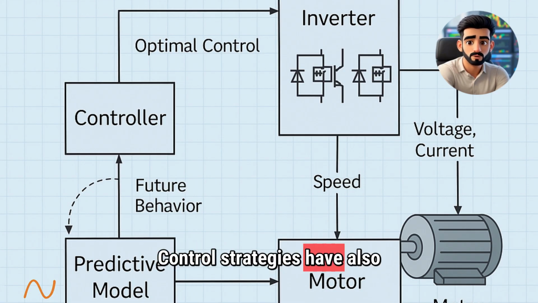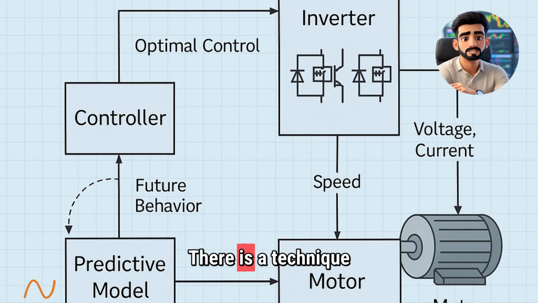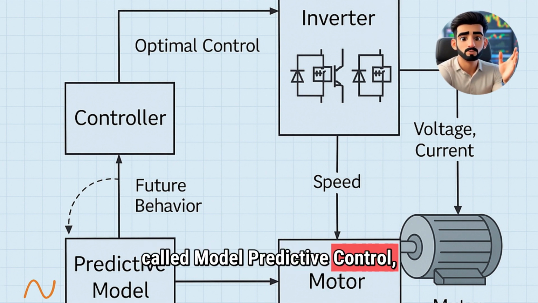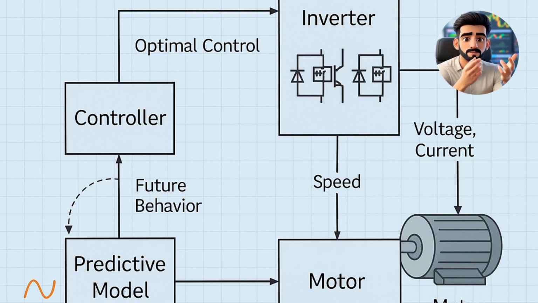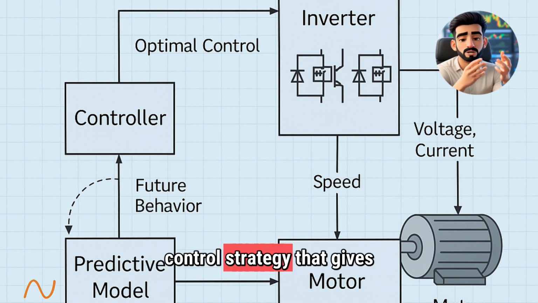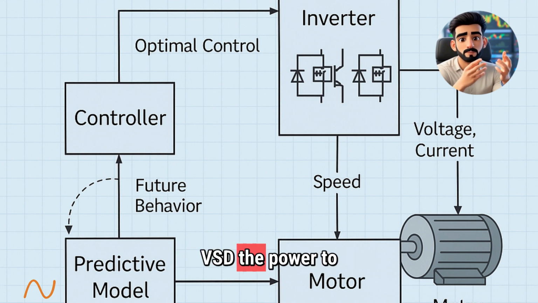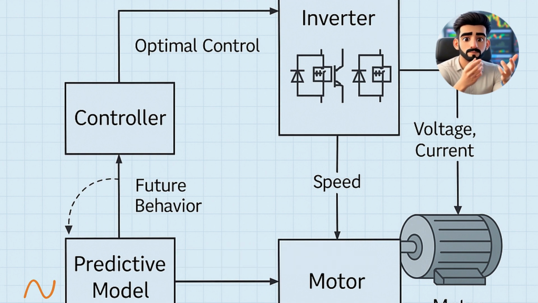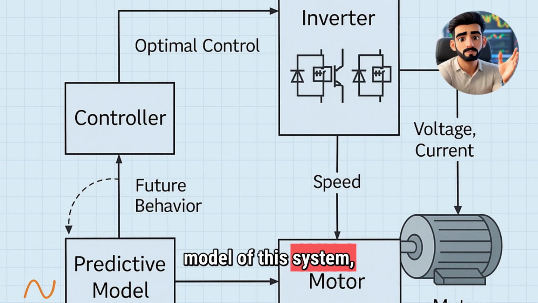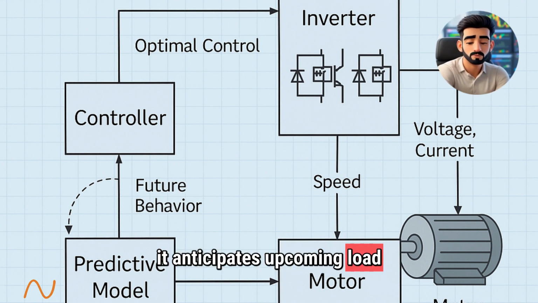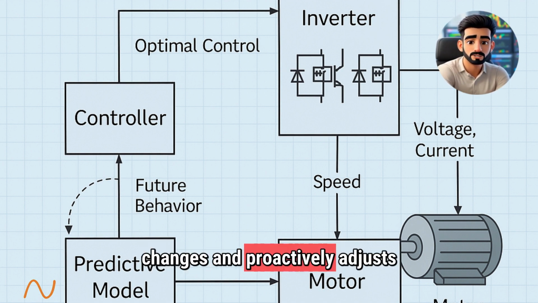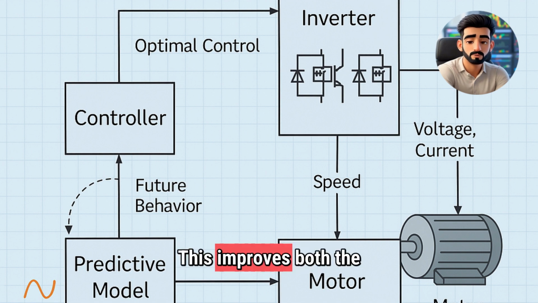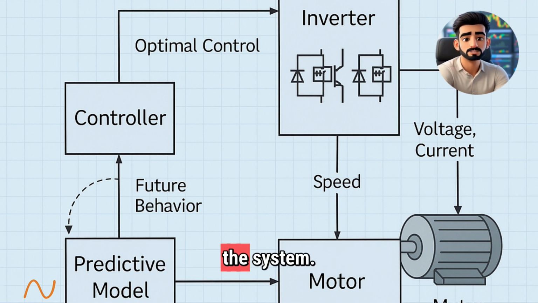Control strategies have also become very smart. There is a technique called Model Predictive Control, or MPC. It is an advanced control strategy that gives VSD the power to predict the future. By using the mathematical model of this system, it anticipates upcoming load changes and proactively adjusts the motor speed. This improves both the performance and efficiency of the system.